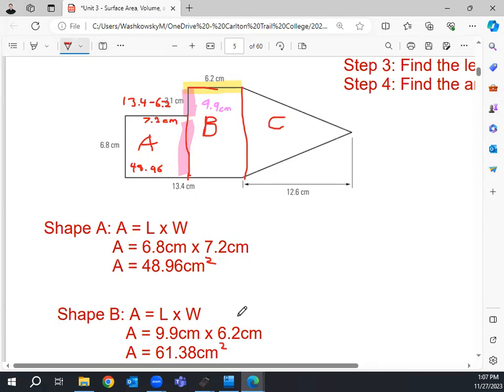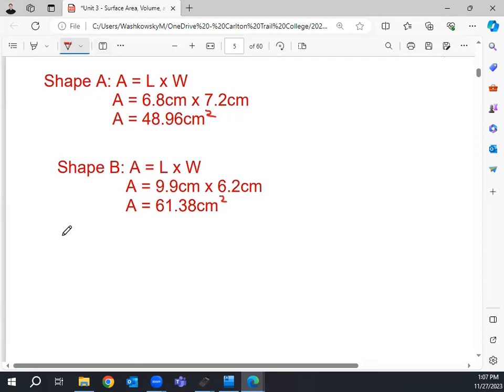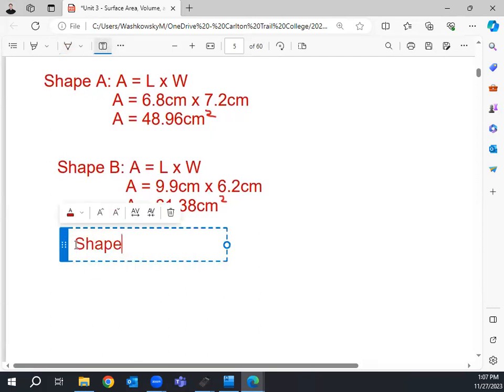So I'm 2/3 done already. So now all I need to do is my third shape, which is the triangle. The formula for a triangle is a half times base times height.